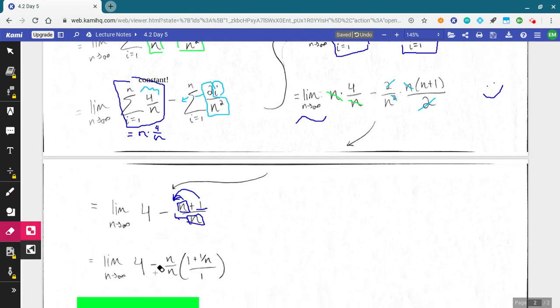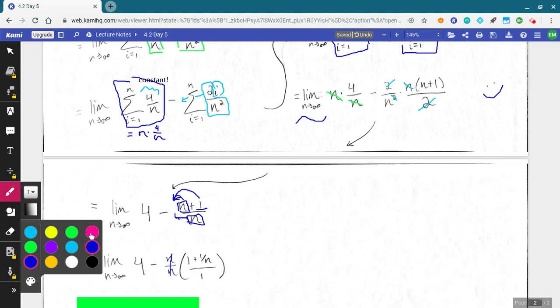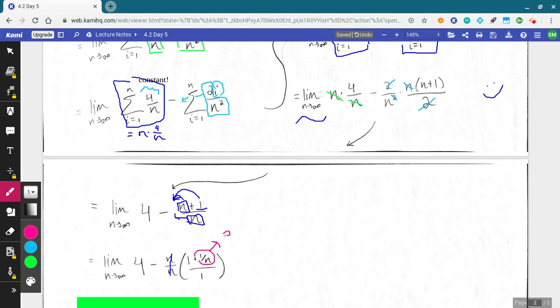All right, what we're left with is 4 minus, pulling out the n up top, we're left with 1 plus 1 over n. And pulling out the n in the denominator, we just have a 1 left over. All right, but now these n's out front, they cancel. And since those are gone, we know how to take the limit of everything that's left as n goes to infinity. Right? 4 is just hanging out. And this 1 over n is heading to 0.